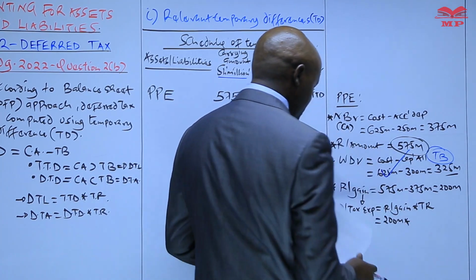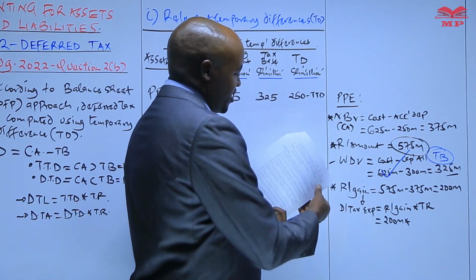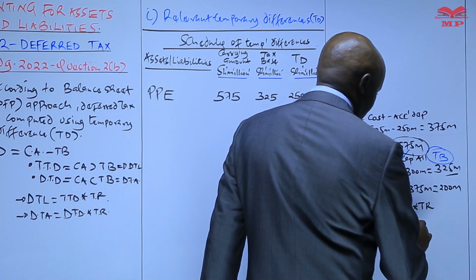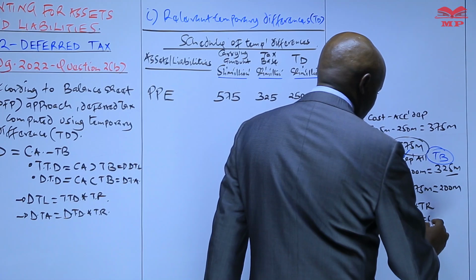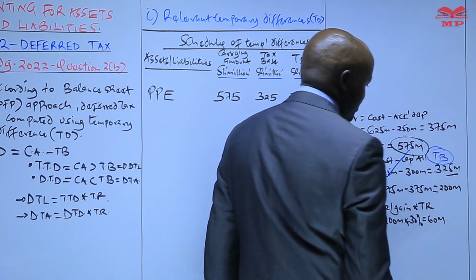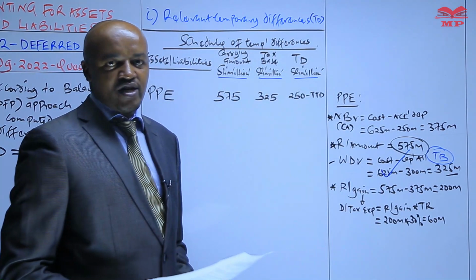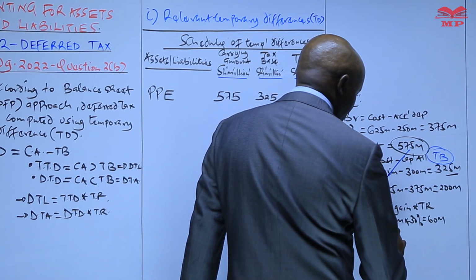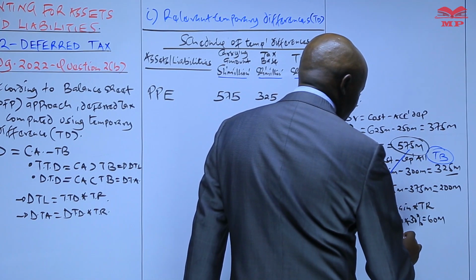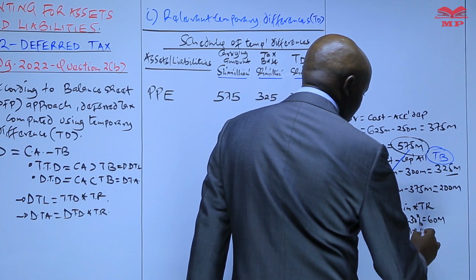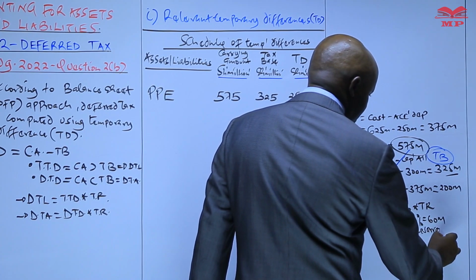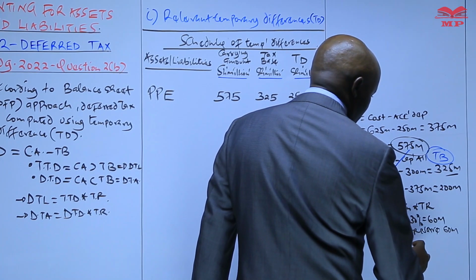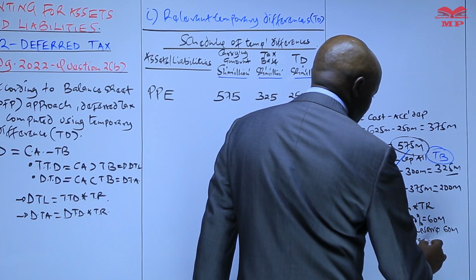And then the tax rate, as per the additional information number 6, is 30%. So this will give us 60 million. So how is this deferred tax accounted for? The deferred tax expense is accounted for by debiting the account called the revaluation reserve account, and then we credit an account called the deferred tax account.